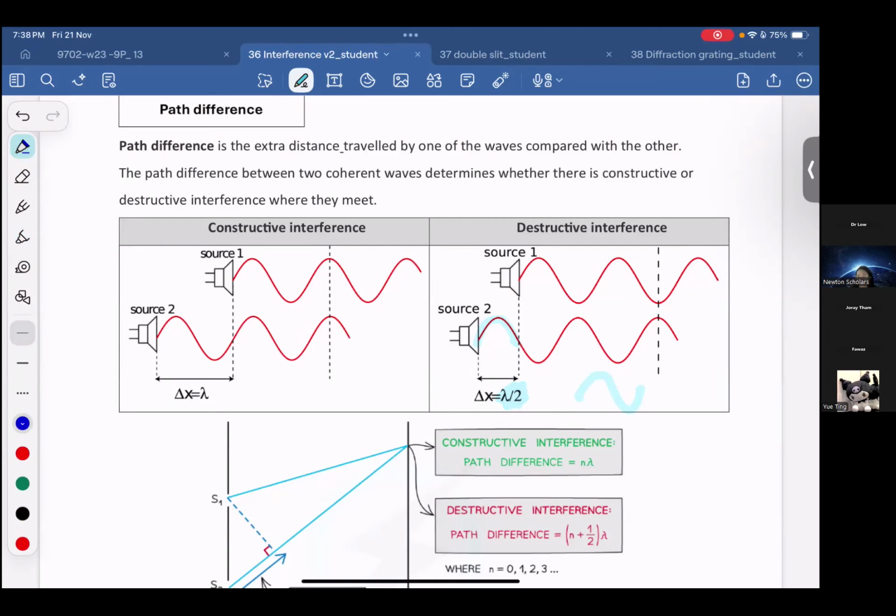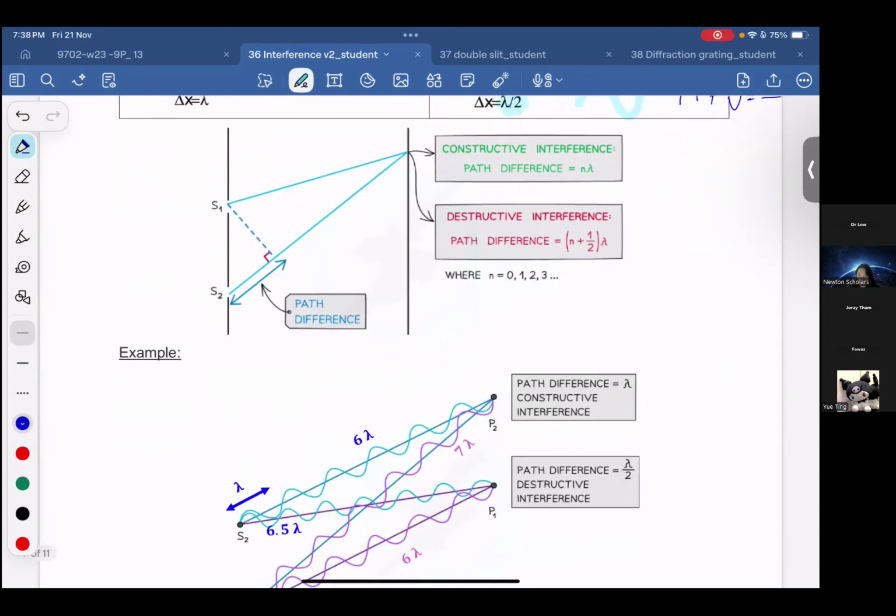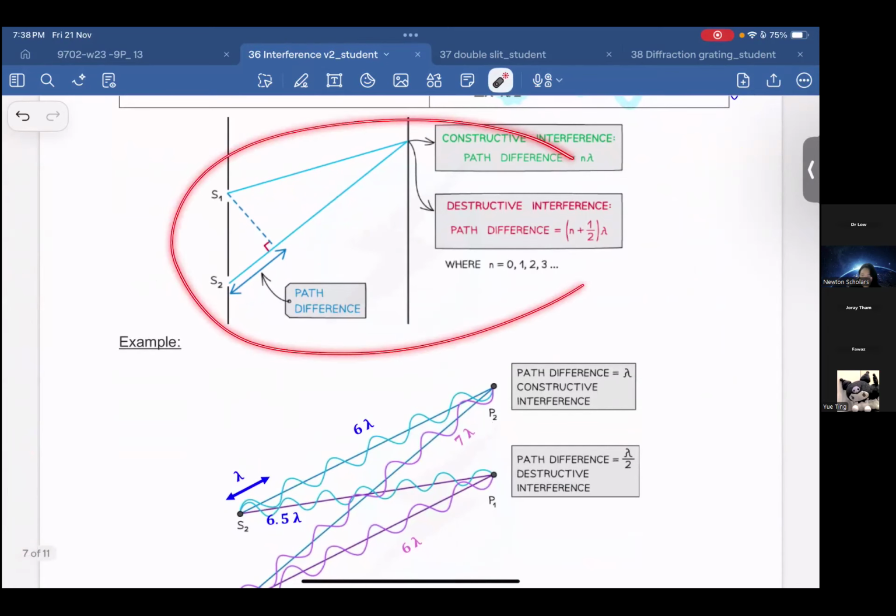But because the path difference is half a wavelength, at the end you will find that at the point where we intercept, one wave is a trough and the other wave is a crest. Crest meets trough, so at the end we get zero amplitude. This is called destructive interference. So this is the idea. Then we have an example. This is theory; using an example helps us to understand.